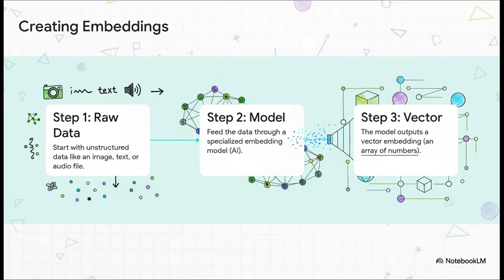It's done with a process called embedding. It works like this. You start with your raw data, an image, some text, an audio clip. You feed it into a special AI model, an embedding model. And what pops out the other side is the vector we've been talking about, also called a vector embedding. It's that array of numbers that has magically captured the data's meaning.